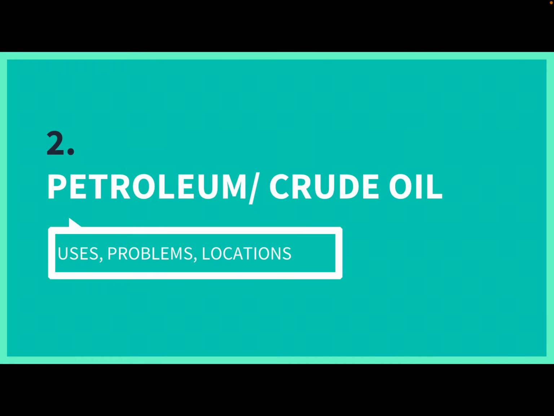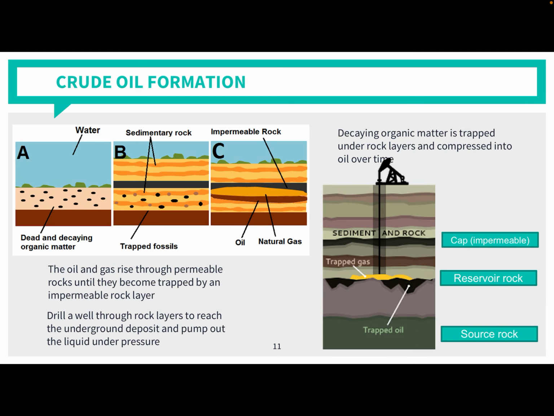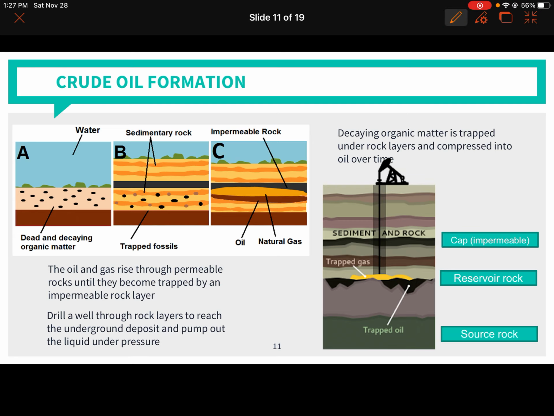So the next non-renewable resource we're going to talk about is petroleum or crude oil. You're going to see it written both ways. So crude oil, or petroleum, is formed similarly to coal. So we have dead and decaying organic matter that's trapped as fossils underground. Over time, the heat and the pressure compresses the organic matter to give us oil. So what's important to note here is we've got a couple different things.